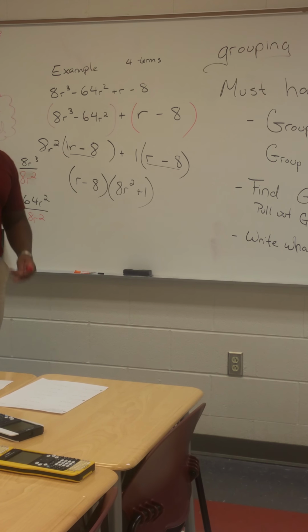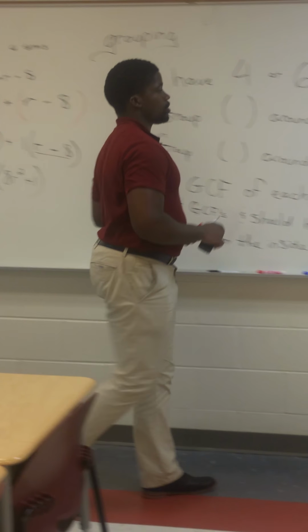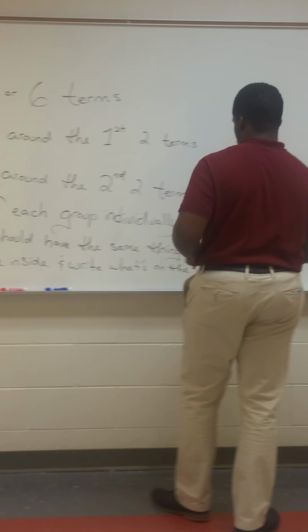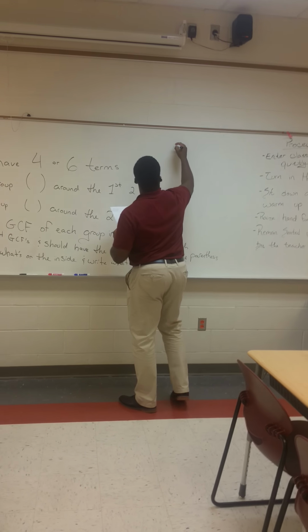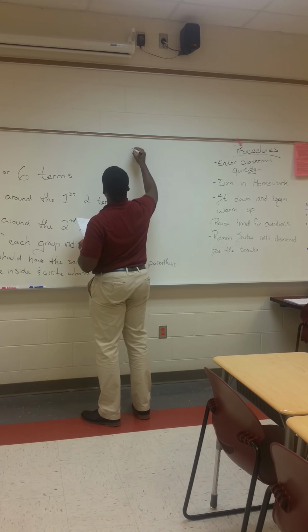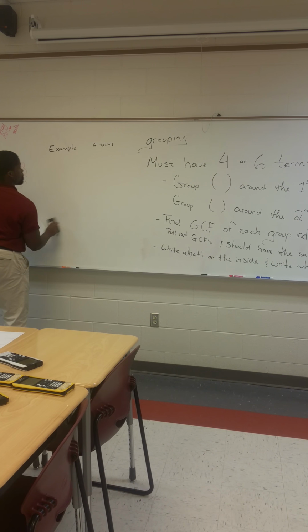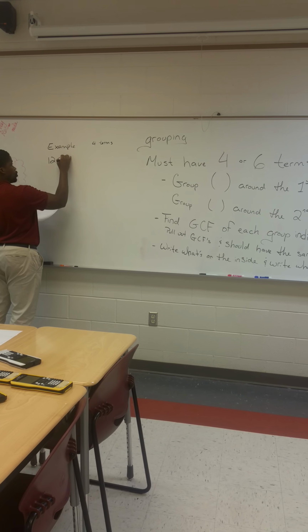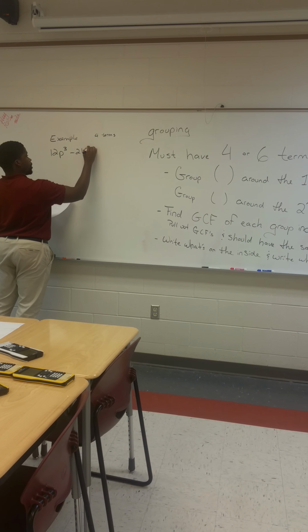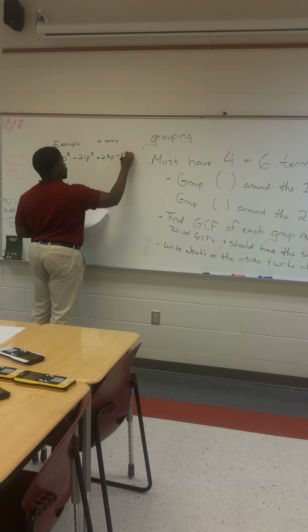Let's try one more. Let's do it over here. Ooh, might run out of space. Let's give it a try anyway. Well, no, let's go over here. Let's do another one. Let's do 12p cubed minus 21p squared plus 28p minus 49.